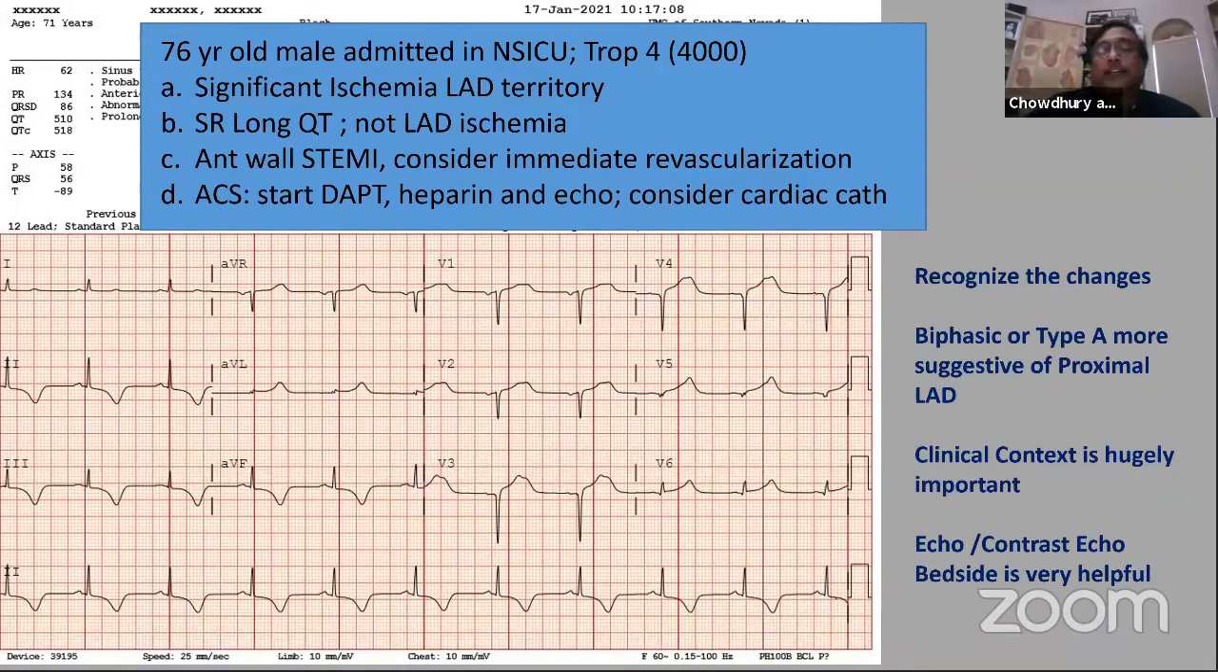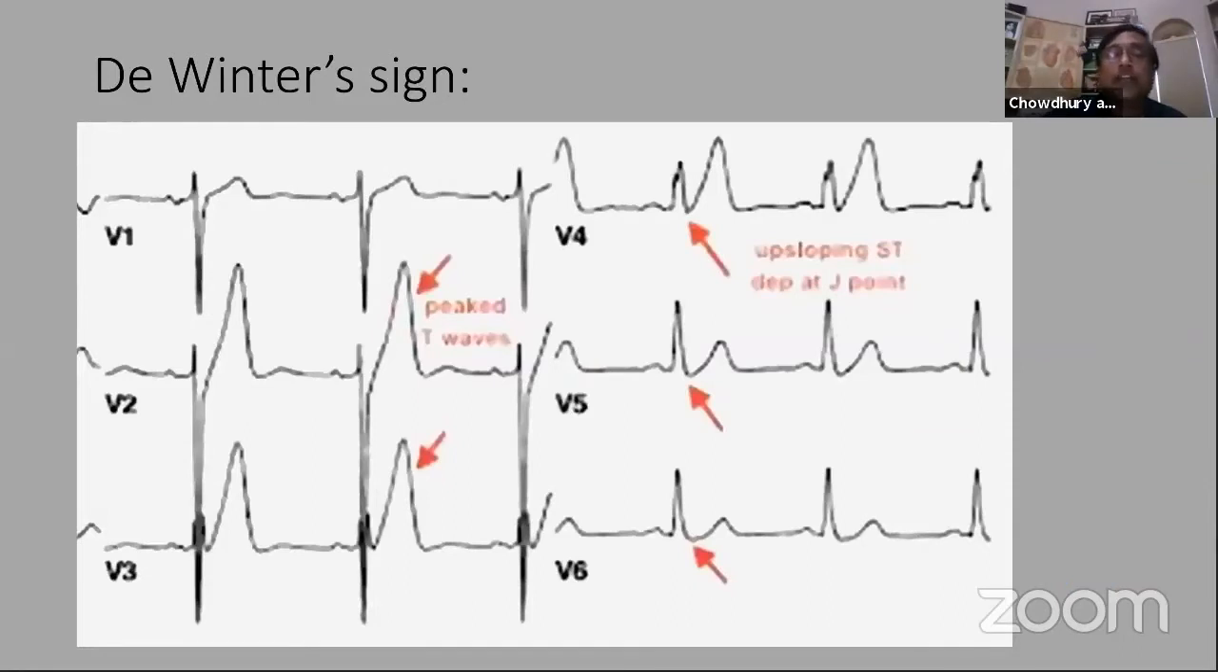If the platelet is 30, patient has intracranial bleed, you tell the referring physician, we cannot do cath, get an echo and do a contrast echo. You might see something in this. Another important thing, very, very important.